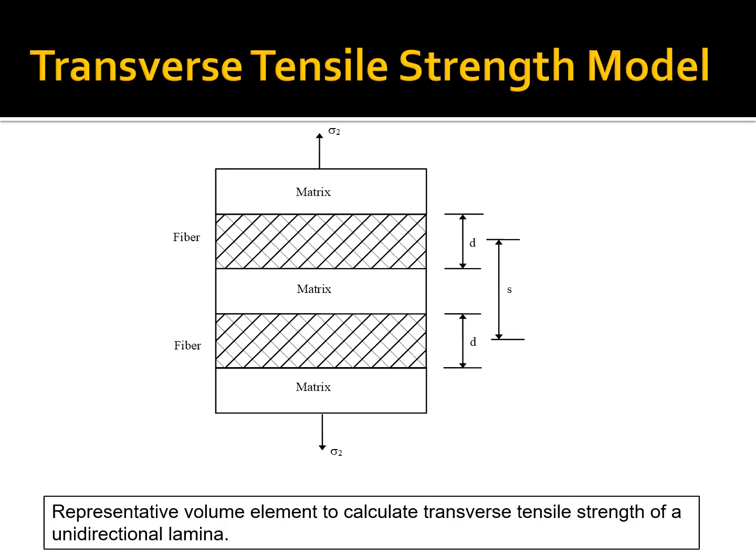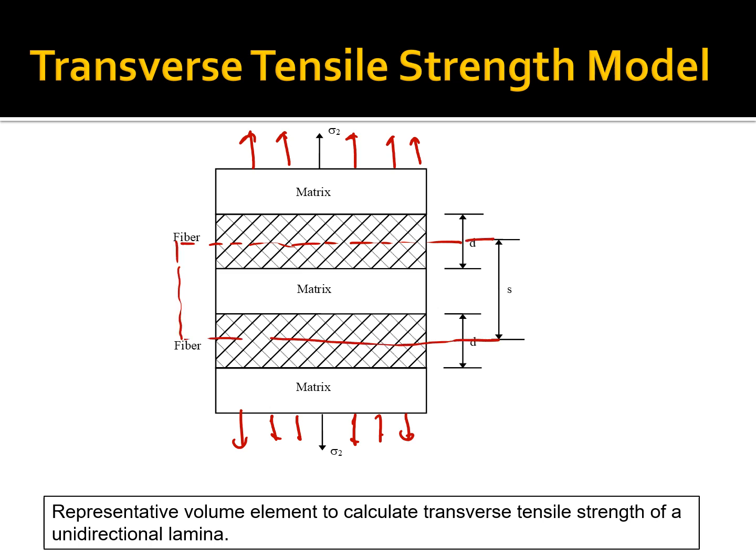So this is a representative volume element to calculate the transverse tensile stress. What we are doing is applying some stress sigma 2 in the direction perpendicular to the fibers, and we want to find out what is the ultimate stress which you can apply in that particular direction. The representative volume element looks like this, given by the dotted red line here.